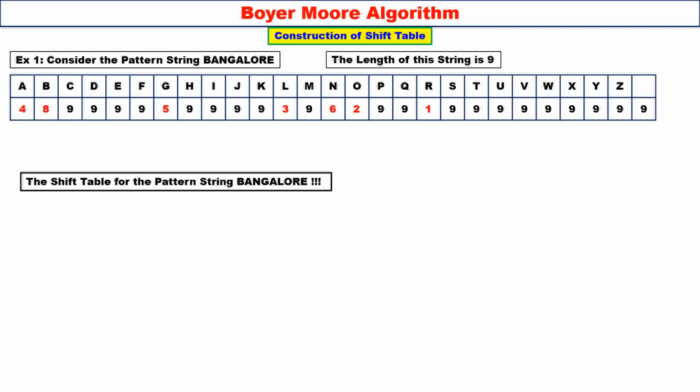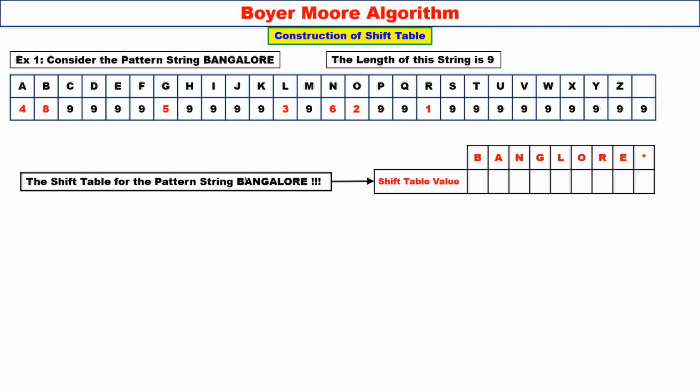So now, the shift table for the pattern string Bangalore. See the shift table values. What is the value for B? 8. What is the value for A? 4. What is the value for N? 6. What is the value for G? 5. L 3. O 2. R 1. E, anyway we did not do anything, therefore it is 9. And star means for all the other characters it is 9. So this is the shift table for the pattern string Bangalore.